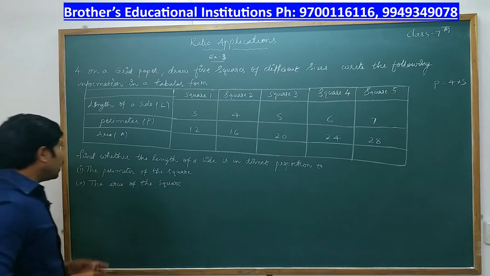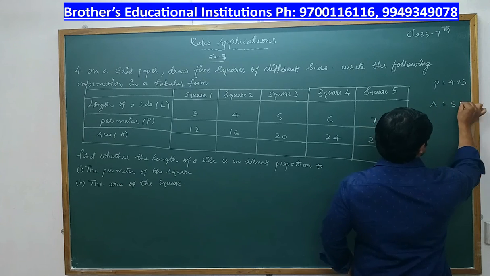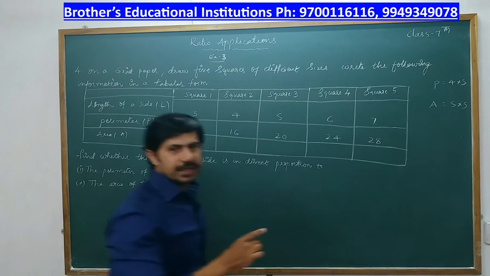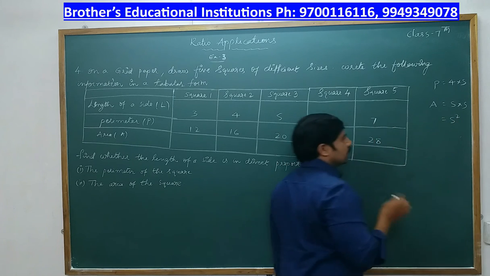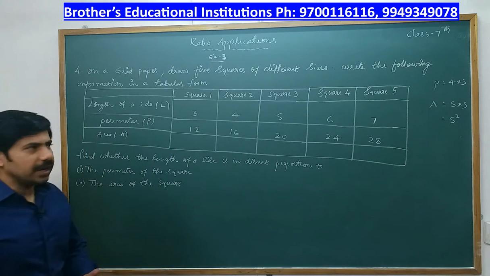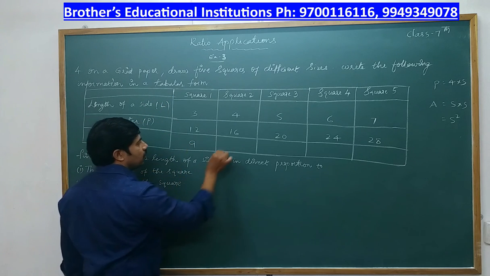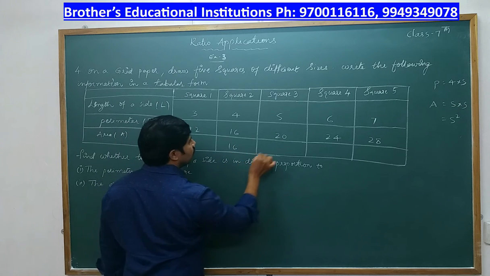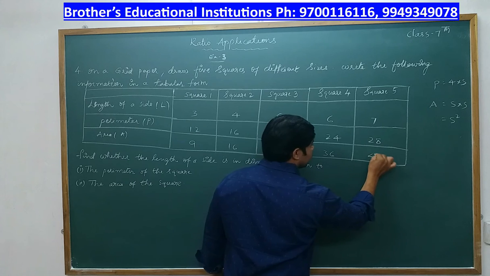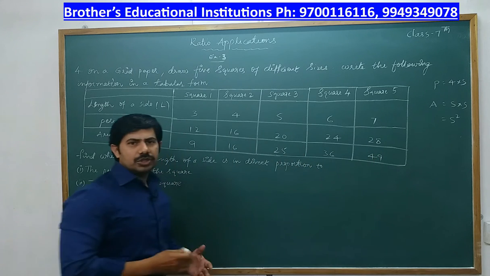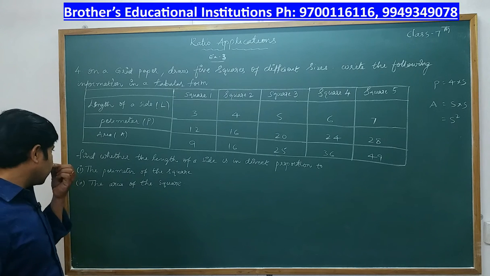Then after that, area. What is the area of a square? Area of a square is side into side, s into s, or we can also say s square. That means if you square the side, we will get the area. So 3 square is 9, so this area is 9. 4 square 16, 5 square 25, 6 square 36, 7 square 49. So we have assumed the sides, we got the perimeter and we got the area.